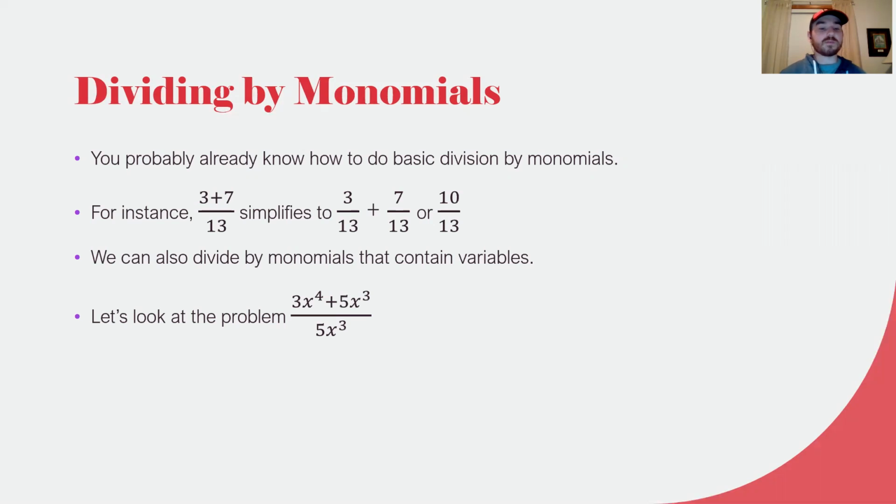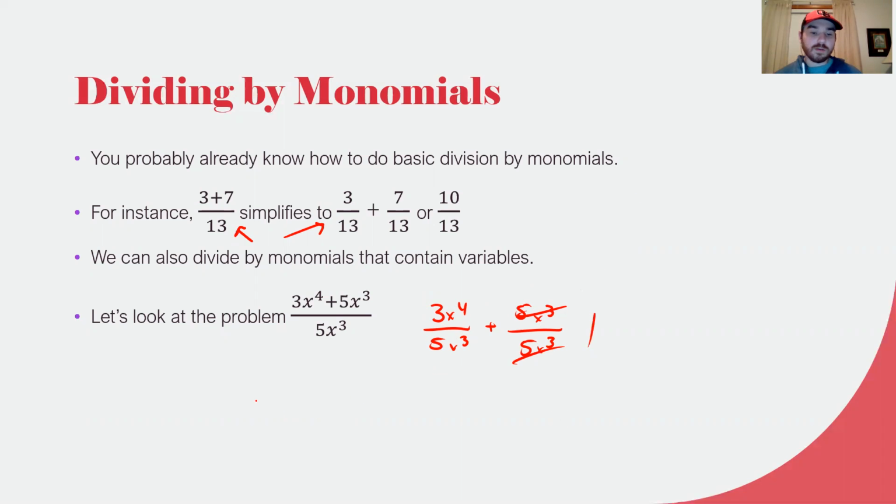So let's look at the problem, 3x to the fourth plus 5x cubed over 5x cubed. We're going to start by doing the exact same thing we did in this division, which is break it into two parts. So we'll have 3x to the fourth over 5x cubed plus 5x cubed over 5x cubed. Now, this one to the right is super easy. You have a number divided by itself, 5x cubed over 5x cubed. That simplifies to 1.